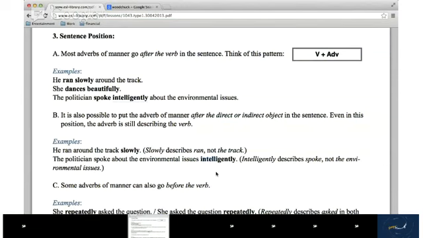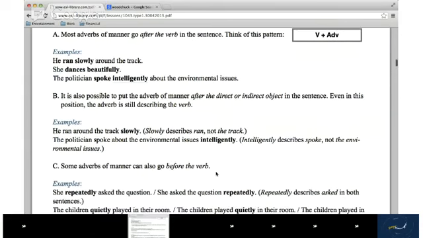With adverbs, they're a little bit different than adjectives. Adjectives usually go right before a noun. Adverbs can be placed right after the verb, at the end of a sentence, or right after a direct or indirect object. Now let's take a look at the third possibility here.